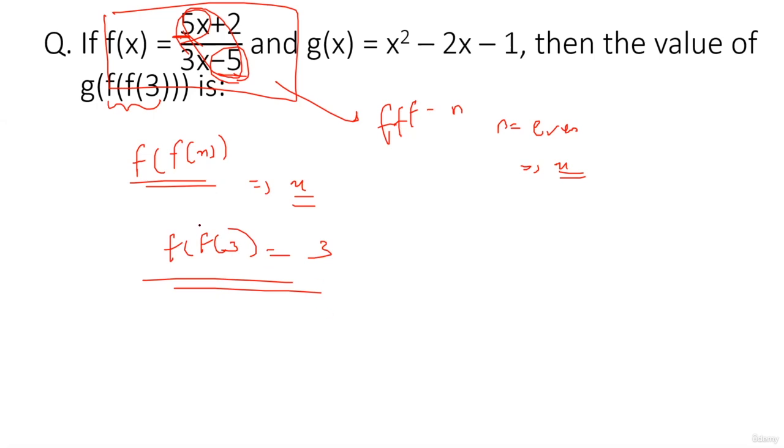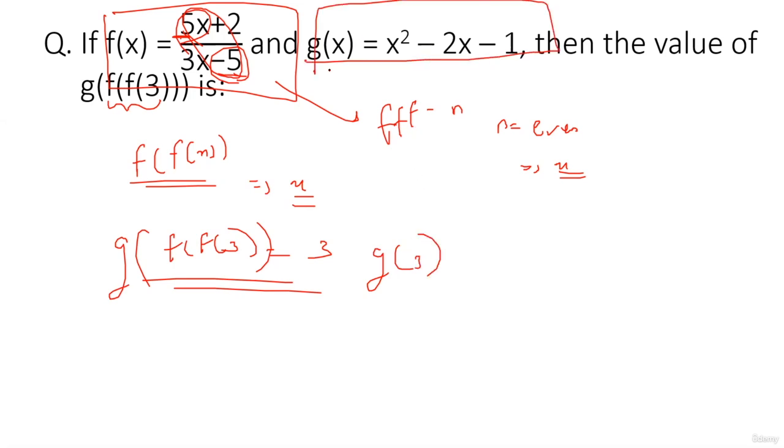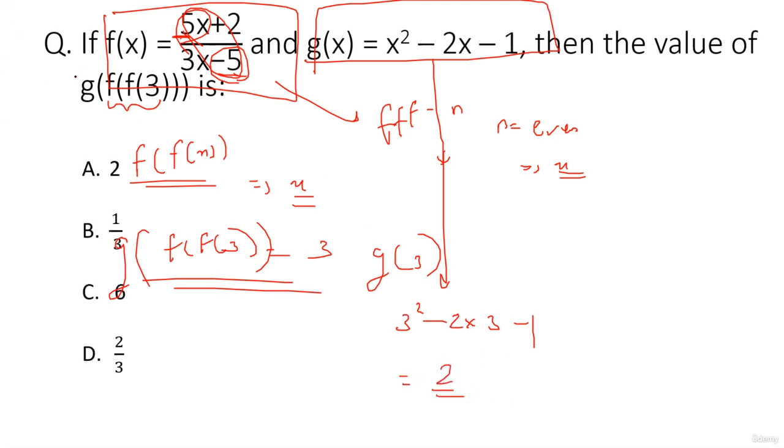As simple as that. Now they're asking you the value of g of f of f of 3, right? So we just need to find g of 3 in this case. How do we find g of 3? In place of x, you substitute 3 in this equation, right? Just take it further. You will have 3 squared minus 2 into 3 minus 1, that is 9 minus 6 minus 1... 9 minus 7 is nothing but 2. And that's the answer. That's going to be option A.